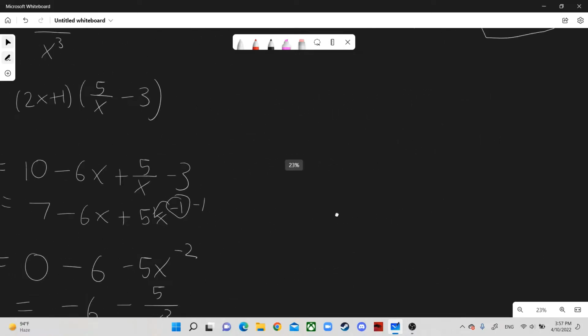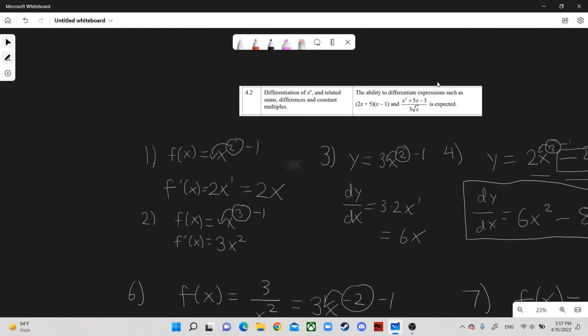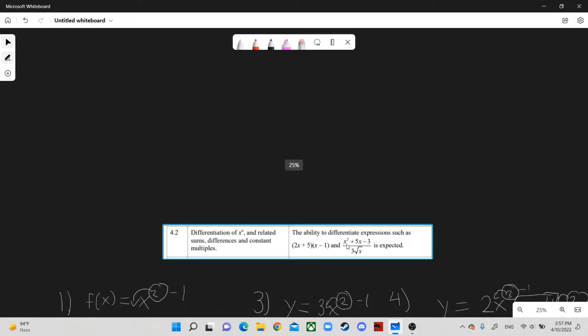Okay, last but not least, the syllabus also asks you to differentiate something like this. And so, I'll teach you how to do that. Suppose you have a function y is equal to (x squared plus 5x minus 3) over 3 root x. How do you differentiate this? Well, remember what I told you, you have to get it in terms of x to the power of something plus x to the power of something, because we know how to differentiate that. So, let's try and do that.